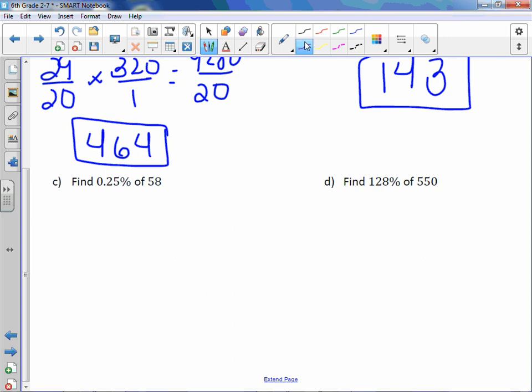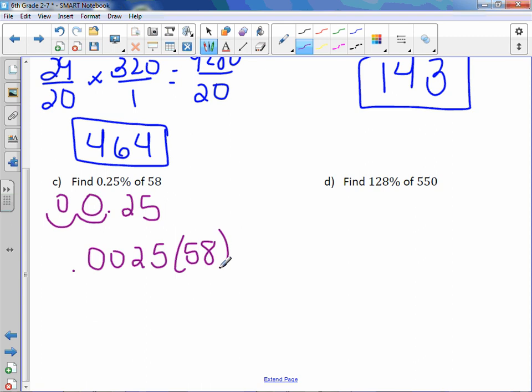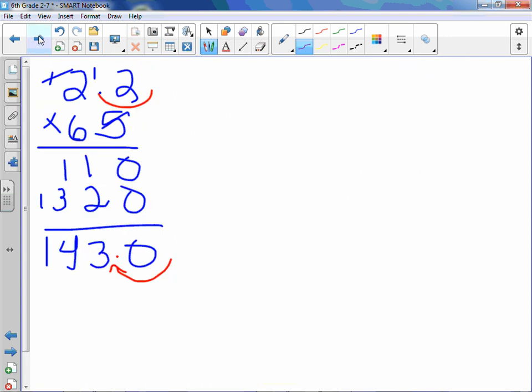0.25%. Even though it's already a decimal, you still need to change it. It has a percent sign. You still need to move the decimal point 2 to the left. So we have 0.0025 times 58.